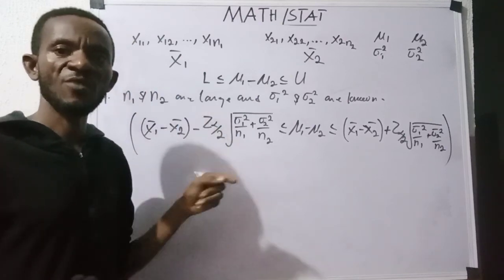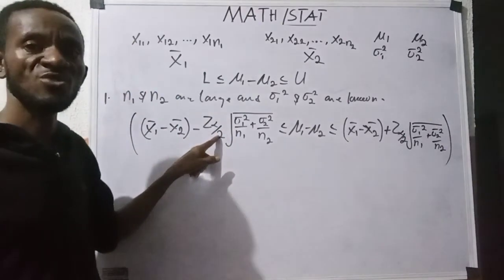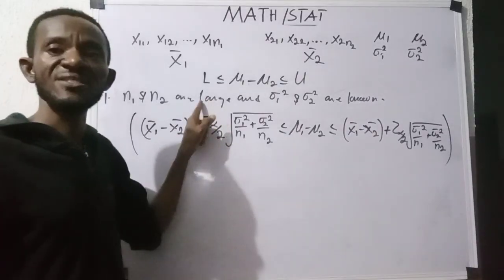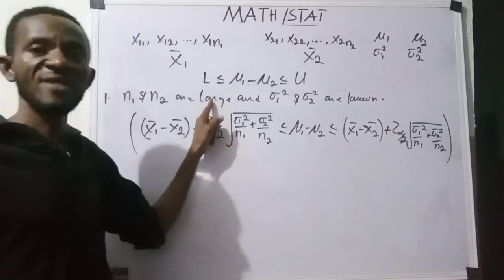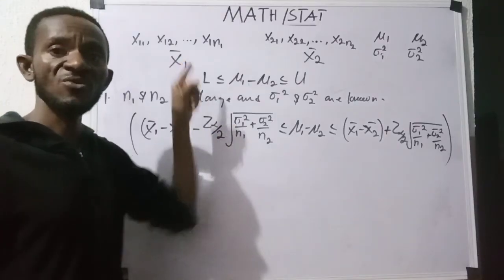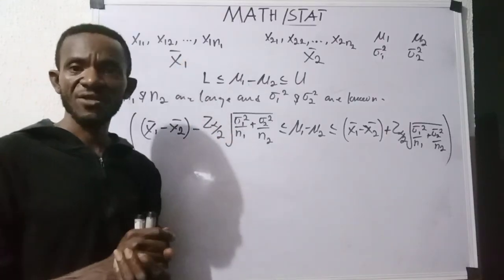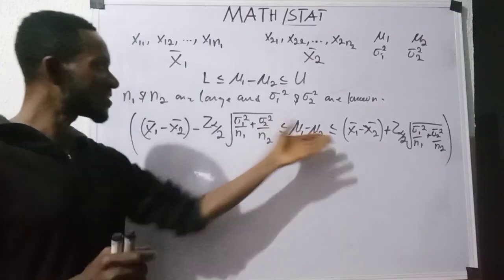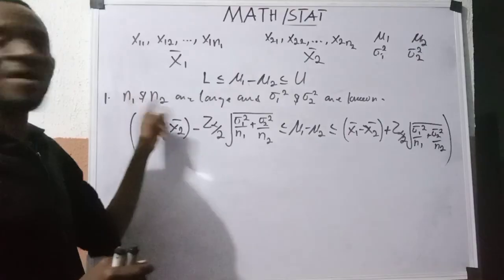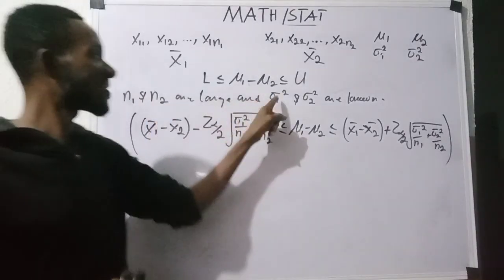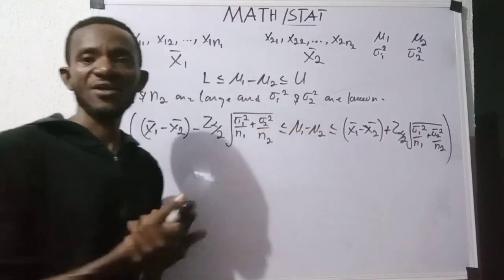And the moment you know your value of alpha, you divide it by 2. You go to the standard normal distribution table, assuming that the hint is not given, and read up the value of z for that particular number there. So this is what you use when n1 and n2 are large, and sigma 1 squared and sigma 2 squared are known.